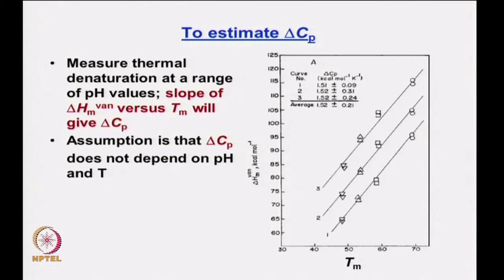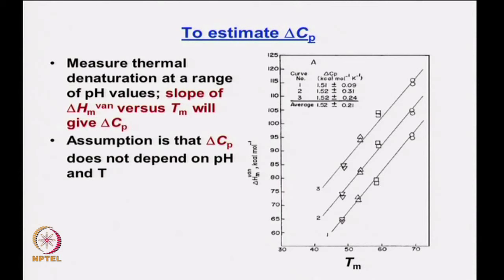So, delta of delta H over delta T gives you what? Delta Cp, isn't it? Because the slope of the change in enthalpy, or rather the derivative of the change in enthalpy with temperature, is your delta Cp. Okay. So, that is what it says.